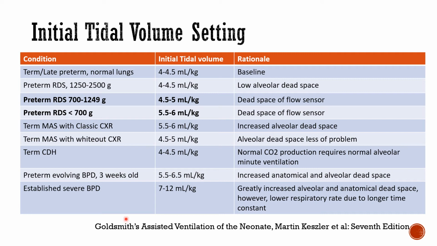And the highest tidal volumes will be required in established severe bronchopulmonary dysplasia, in which there is both greatly increased alveolar as well as anatomical dead space. However, lower respiratory rates will be required due to longer time constant, owing to the increased airway resistance and collapse of the small airways early during expiration.